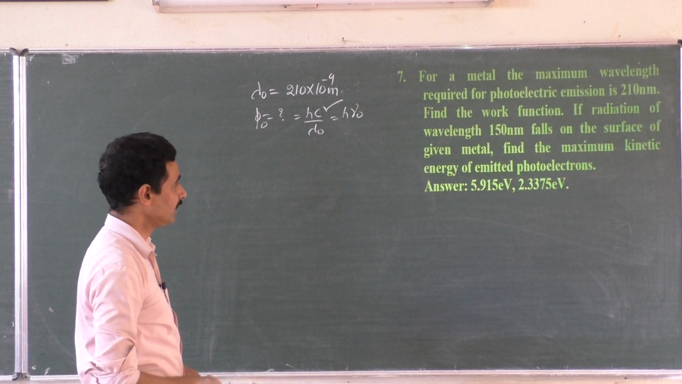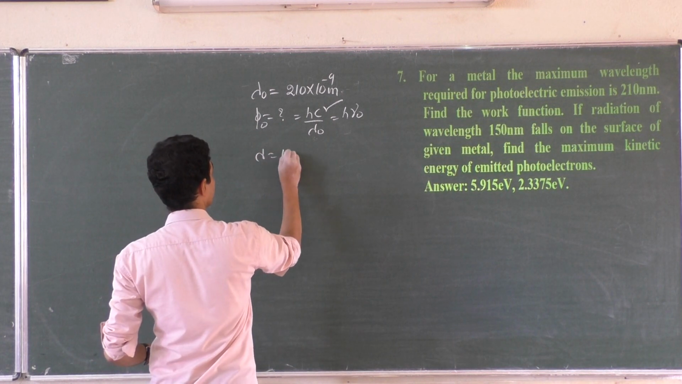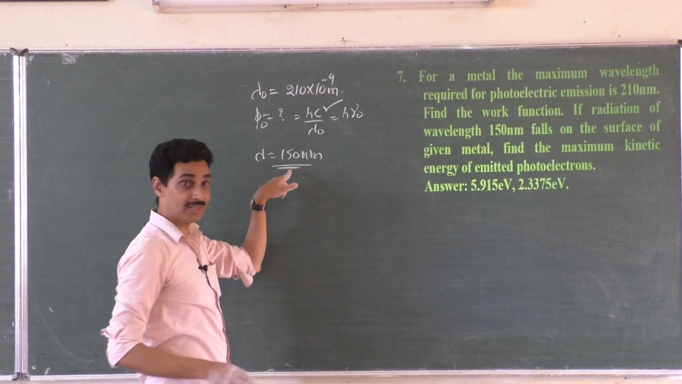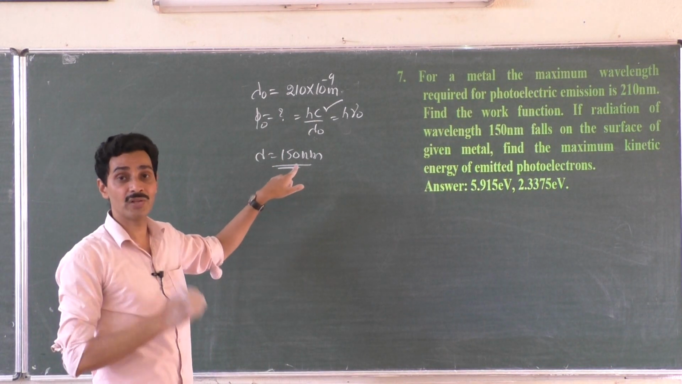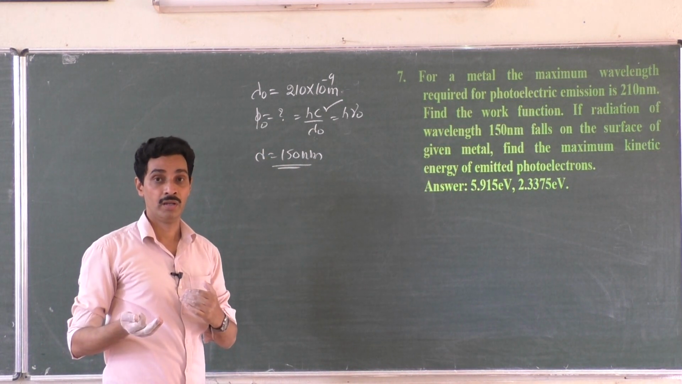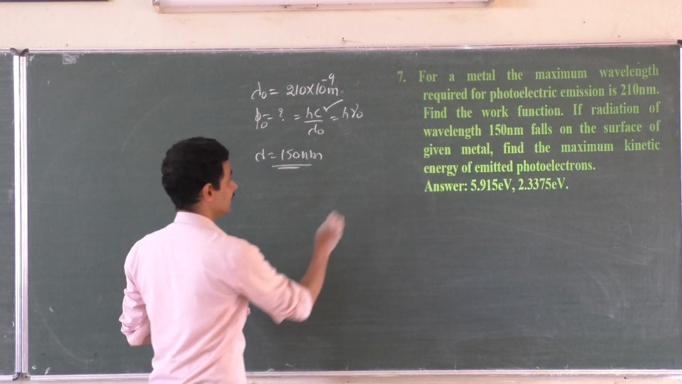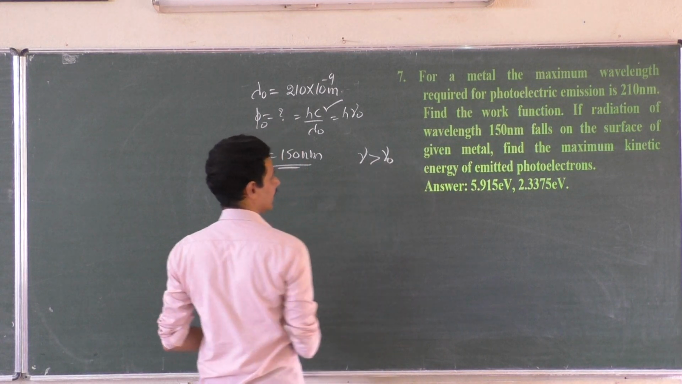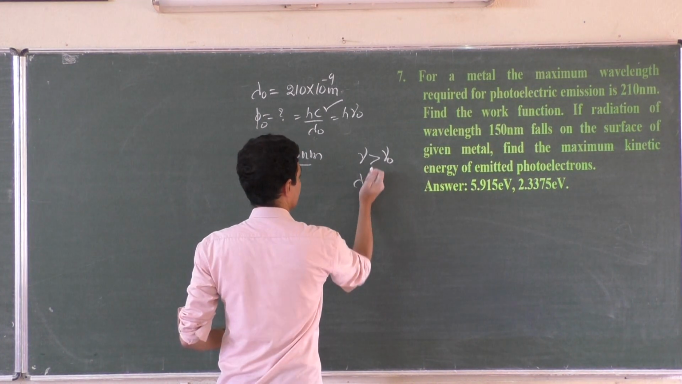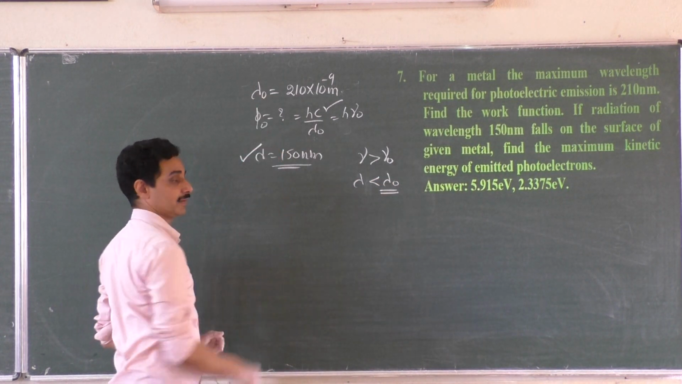And if radiation of wavelength 150 nanometer falls, which is shorter than this, will it be able to put the electrons out? Definitely. Wavelength less, energy more. For a threshold frequency, the frequency should be greater than the threshold for the photoelectric effect to take place, and the wavelength should be lesser than the threshold. This is possible. Correct problem.